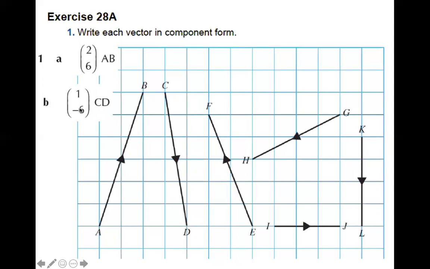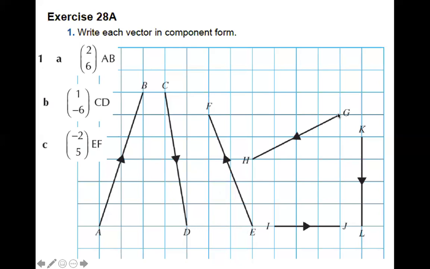So when you go to the right, it's positive. When you go to the left, it'd be negative. When you go up, positive. When you go down, negative. So if I'm going from E to F, I'm going left this time. So we're going to say negative 2. And I'm going up. So that'll be a positive 1, 2, 3, 4, 5. So negative 2 and 5 for EF.